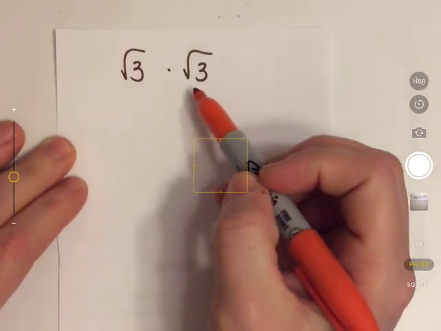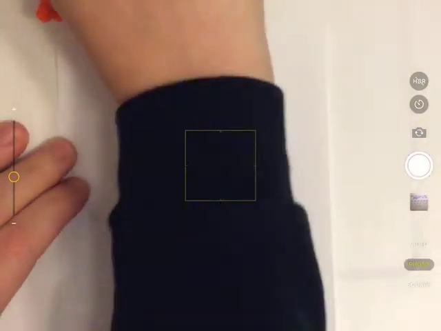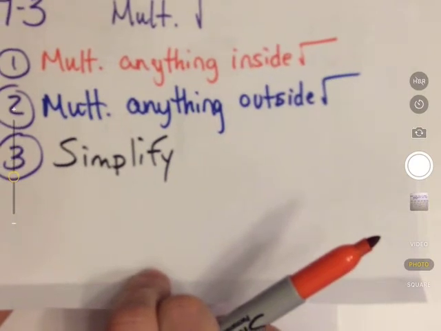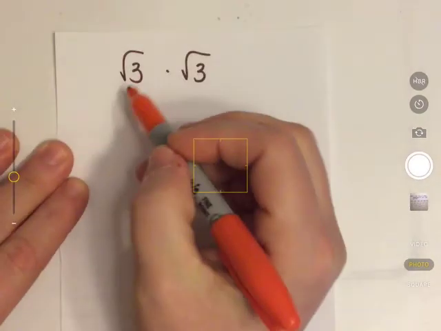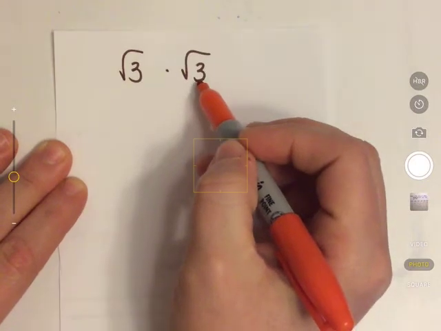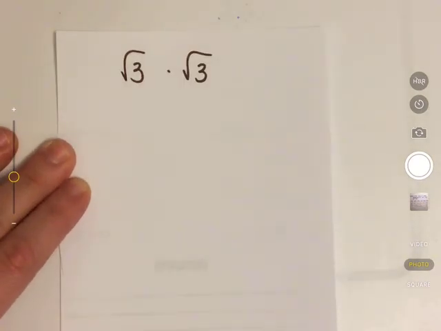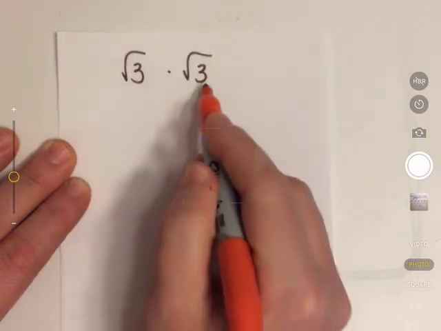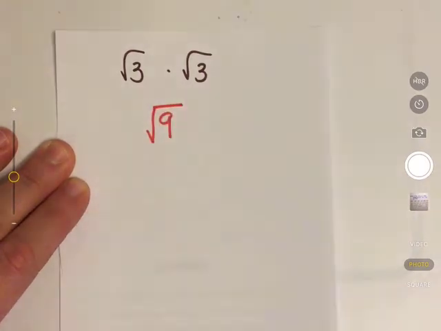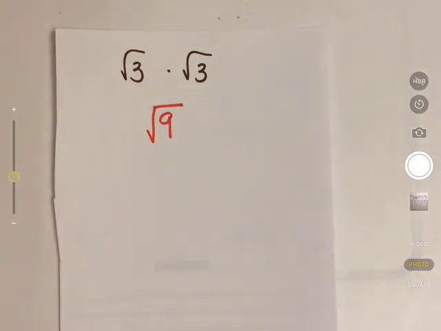So here's our first example. Pretty simple. The square root of 3 times the square root of 3. So again, step 1 is to multiply anything inside the radical. Since this 3 is inside a radical and this 3 is inside a radical, I can multiply them together and they stay inside the radical until I simplify them. So 3 times 3 is 9 inside a radical. They start inside a radical, they multiply together and stay inside a radical. And then go ahead and simplify that.